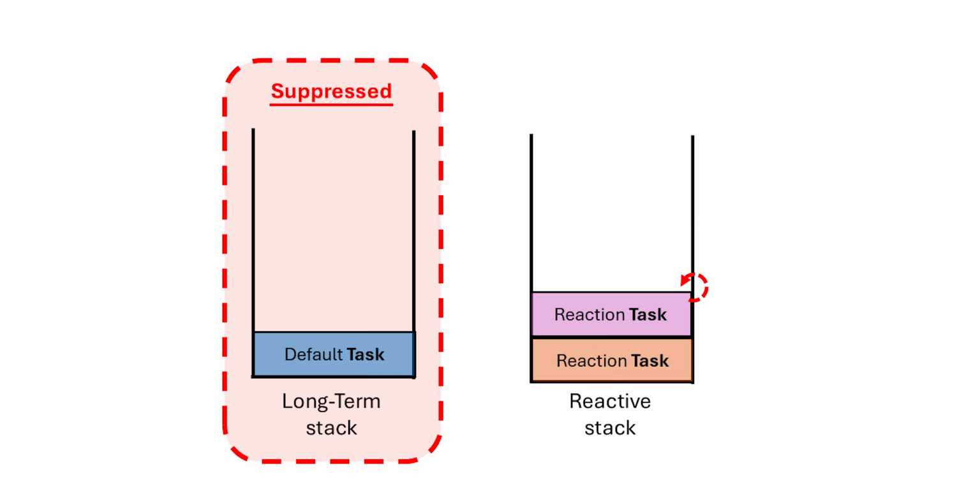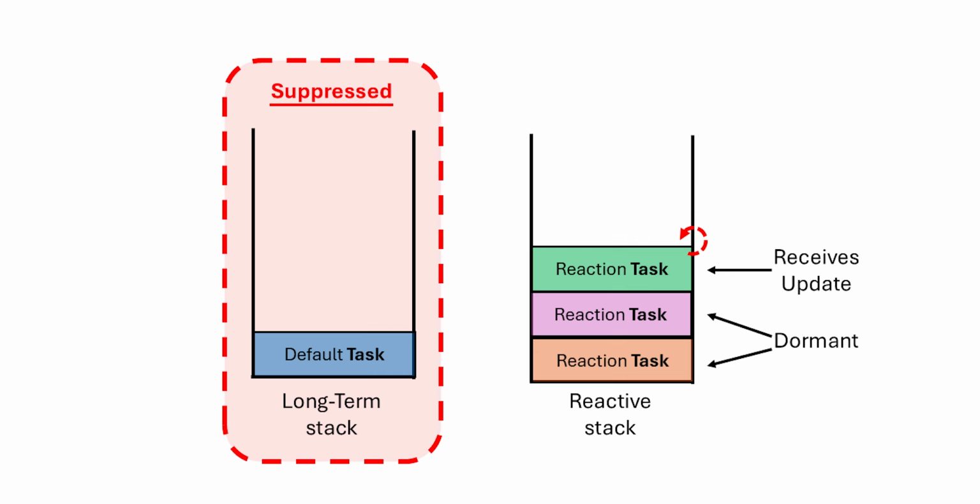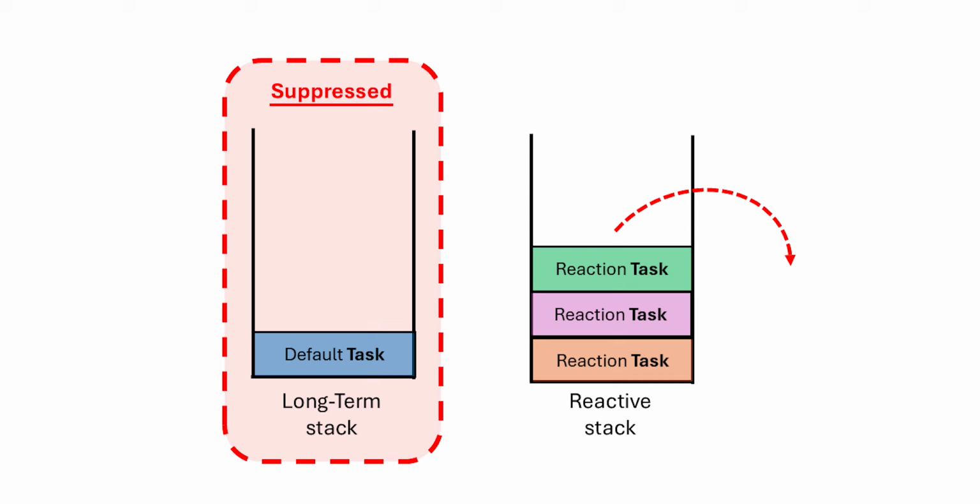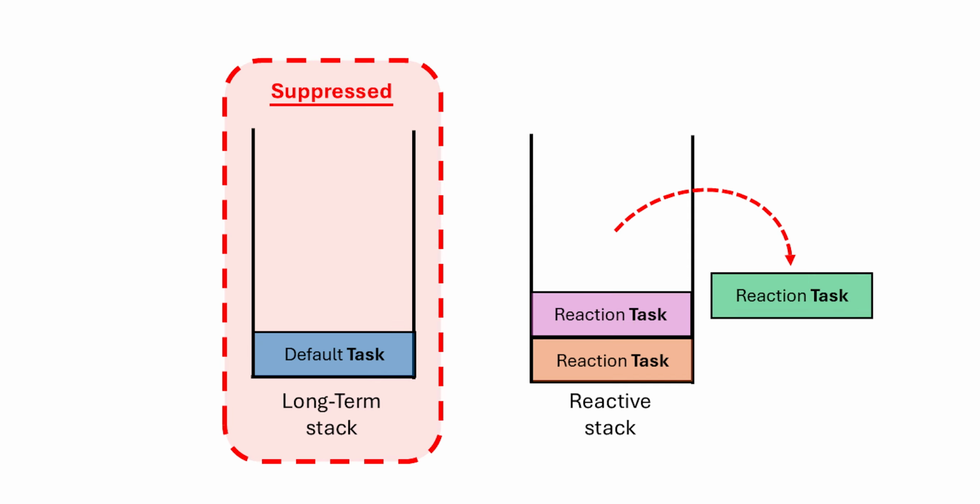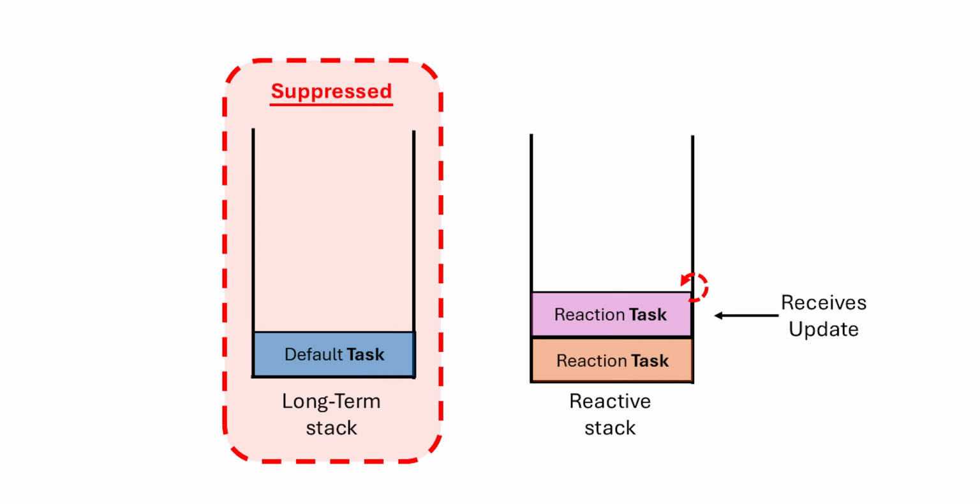A third reaction is triggered, which gets added to the top of the reactive stack. Again, this now gets the update and all those tasks below it on the stack become dormant. When the agent has fulfilled the criteria for the topmost behaviour, it can be popped off the stack, and the behaviour at the top of the stack now gets the update. This gives our agent an element of memory. The agent knows what they were doing and returns to that behaviour.